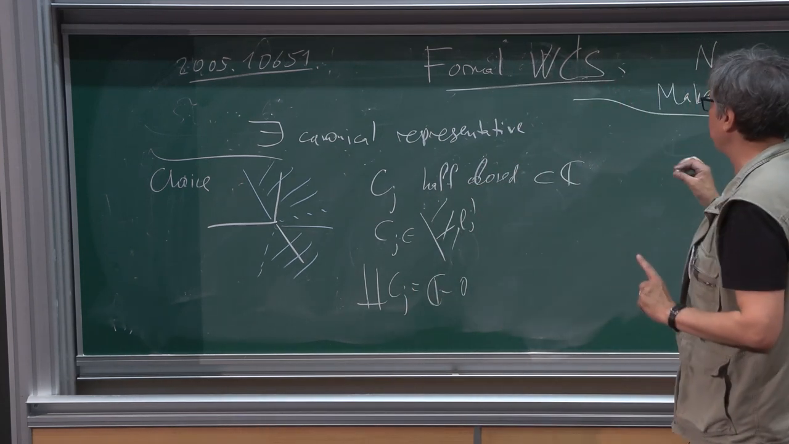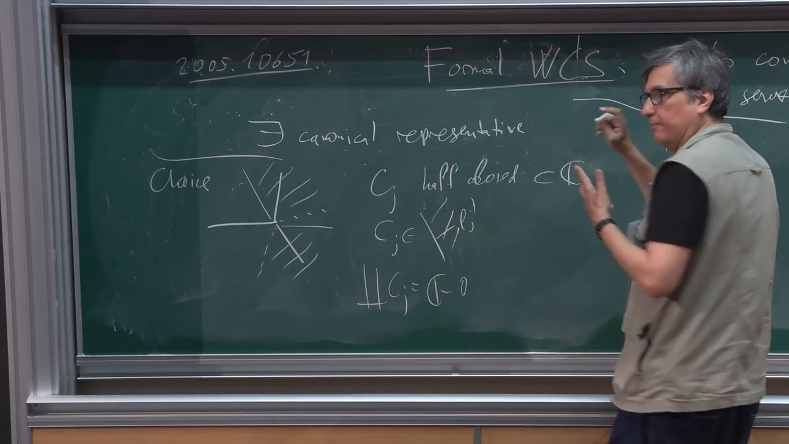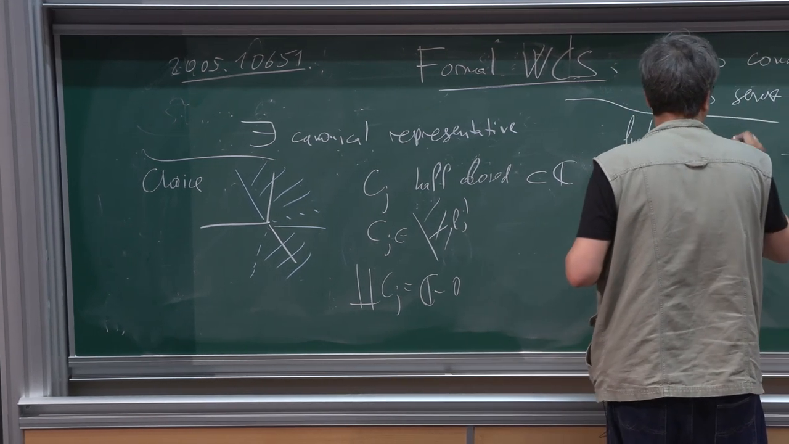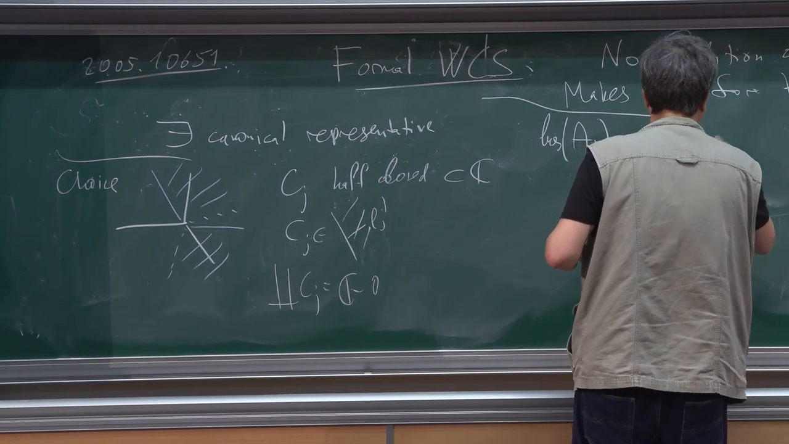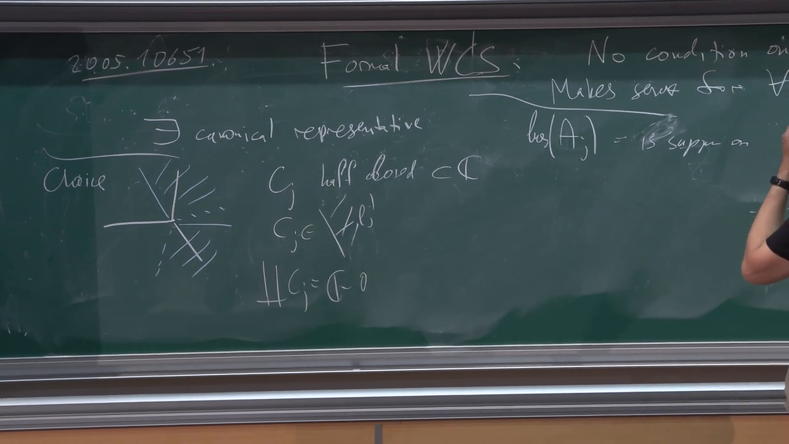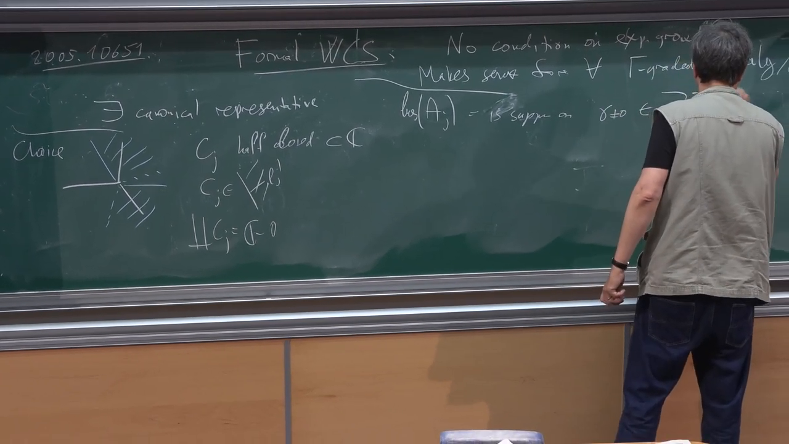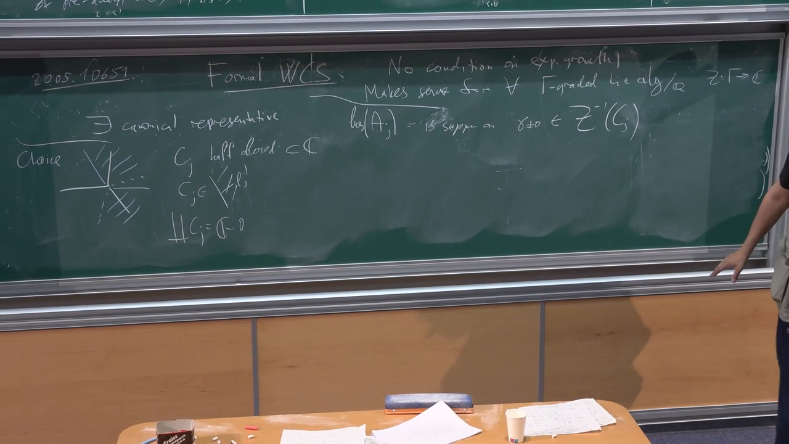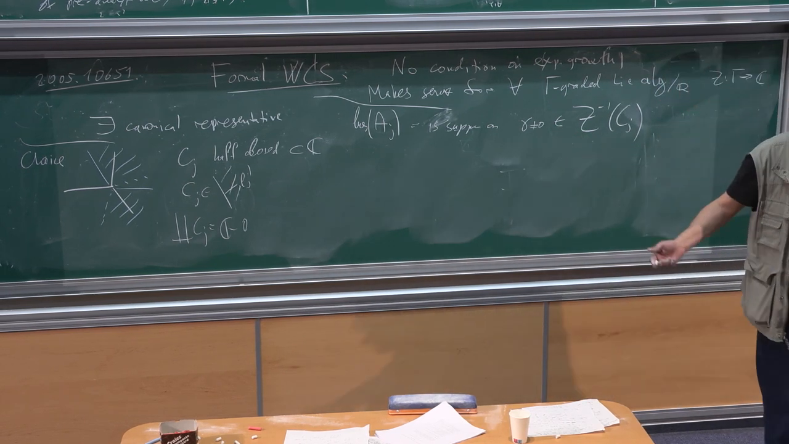Then there exists a canonical representative such that the element A_j belongs to the corresponding pro-nilpotent group. This log of A_j is supported on gamma not equal to zero, which belongs to the pre-images of these half-closed sectors. So it's completely independent, and such representatives exist and are unique.